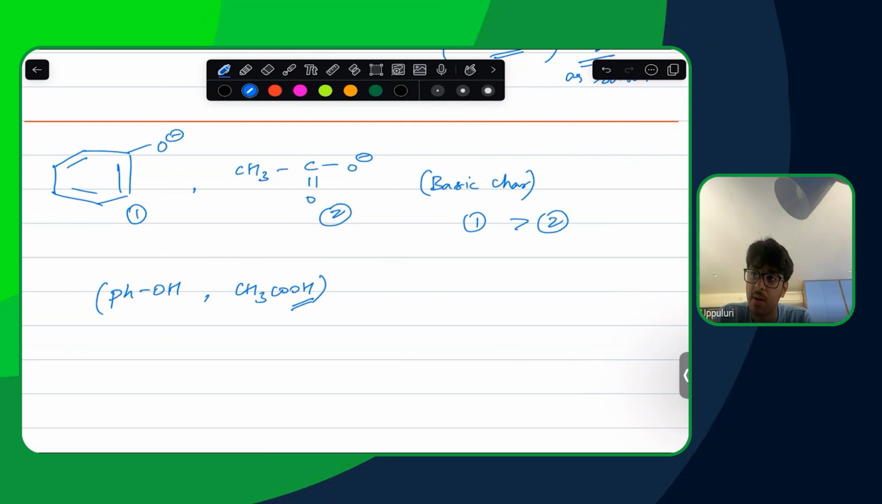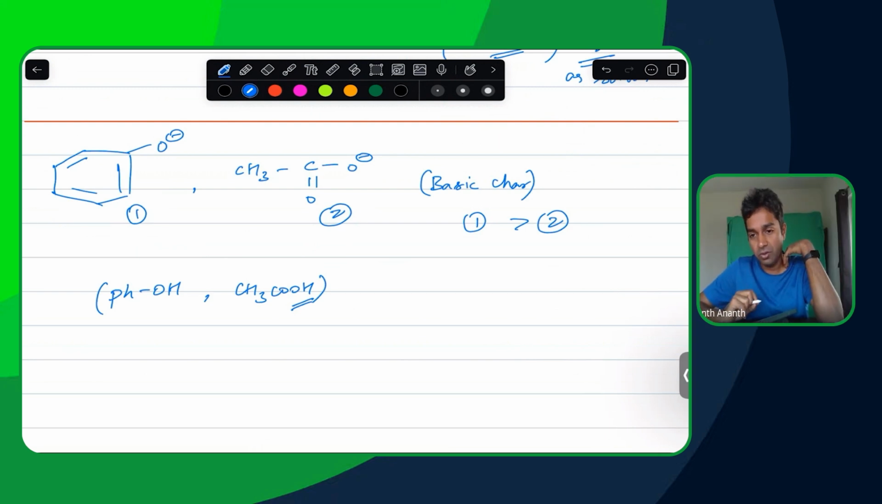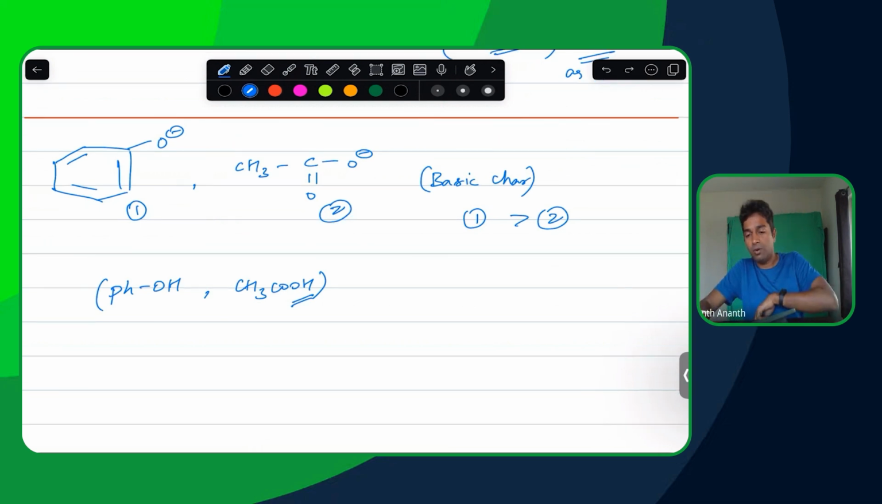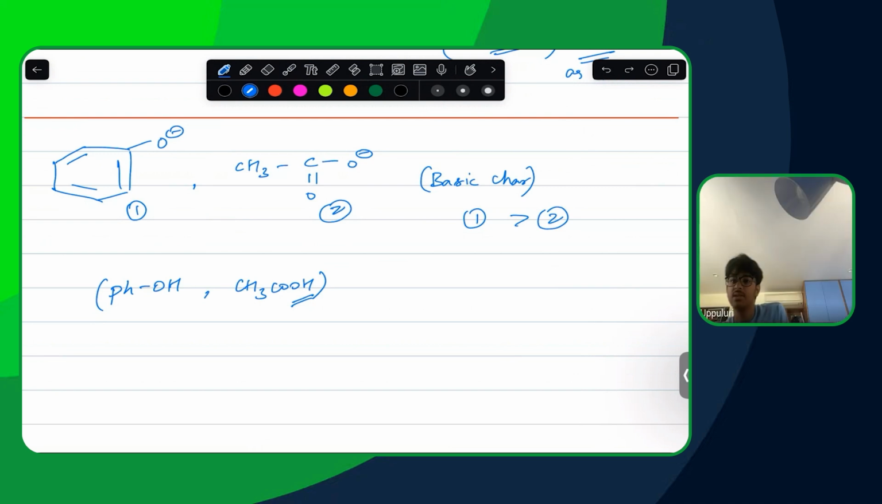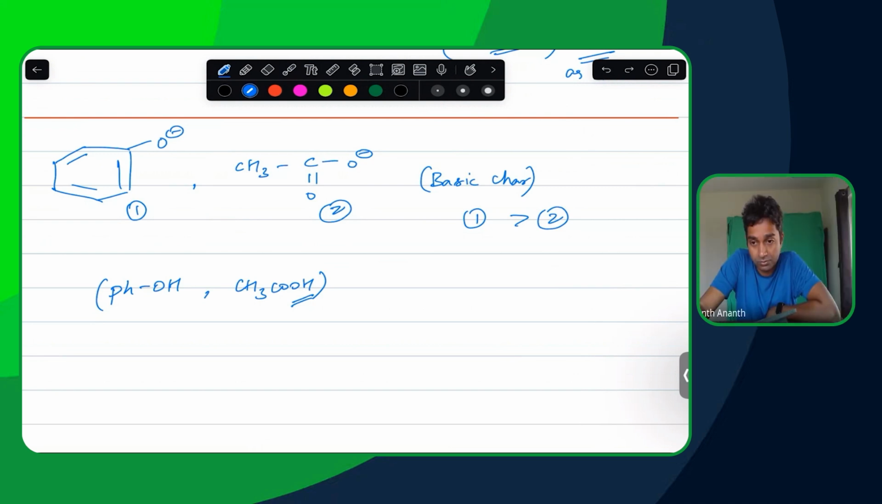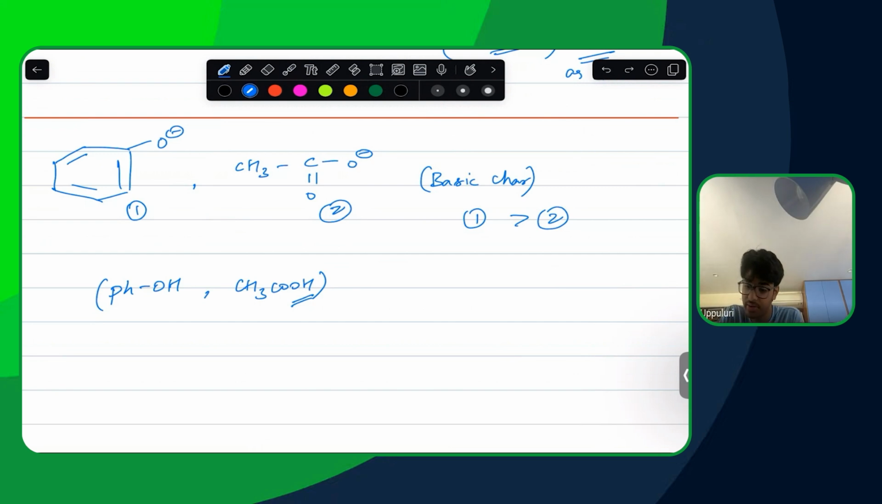When it comes to nucleophilic character, though, it is not the basic character which matters. It is about which end is going to be attacking. With respect to nucleophilic character, what is the idea here? What was the nucleophilic order which you got? It said between four different species, but between these two, we got CH3COO minus is greater than PhO minus, as a nucleophile.